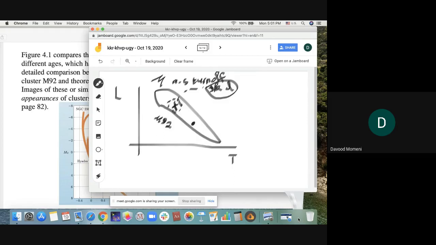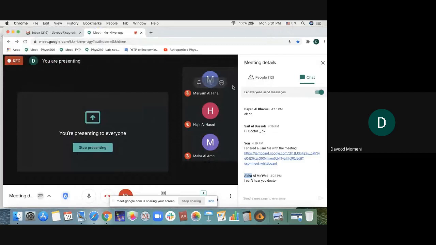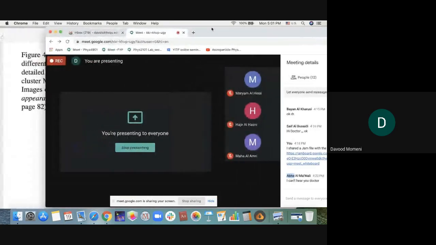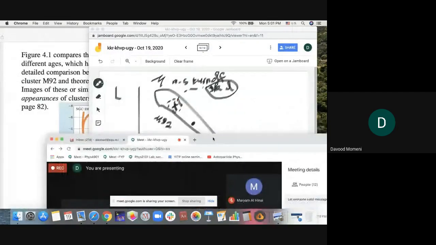Okay, I want to raise a question here. You know the estimation of the time for the PP fusion reaction. So can you tell me what you estimated, how many billion or million years will be the time for the main sequence turn off?